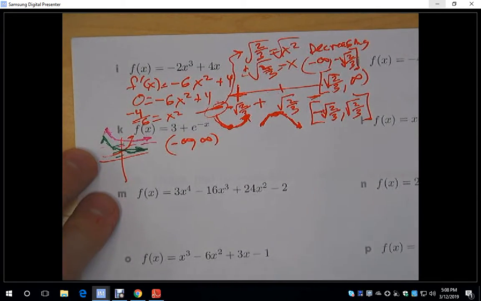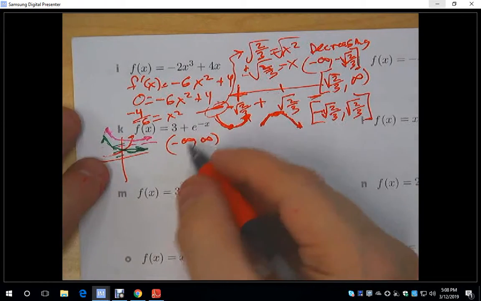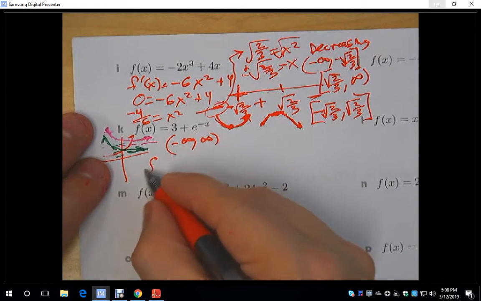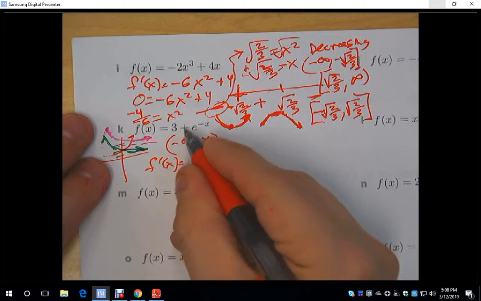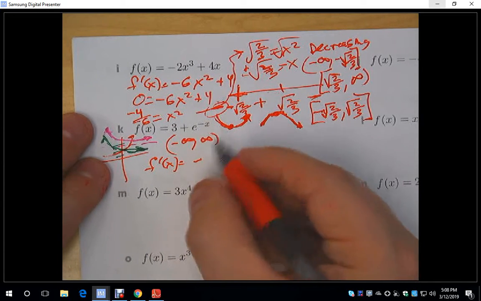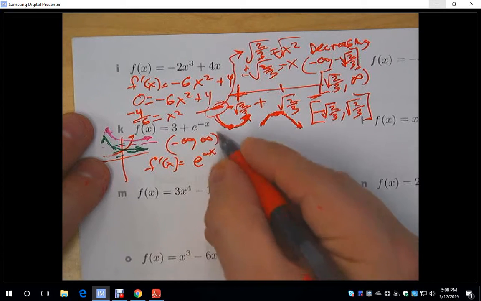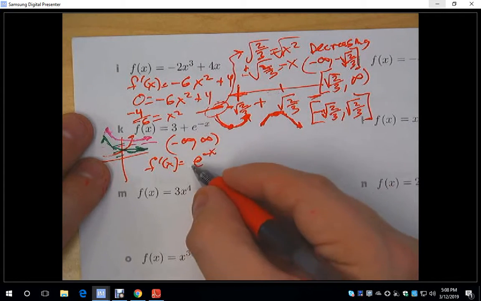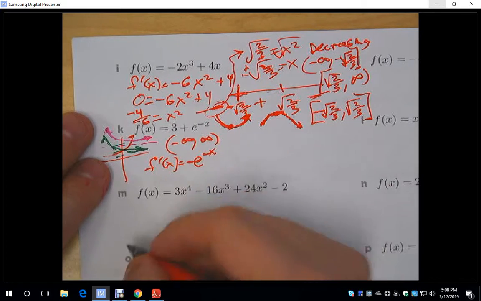Now, if we wanted to do the derivative of this, I'll just go ahead and do it. So we have f prime of x equals, the 3 goes away, and we end up with e to the power of negative x. The derivative is e to the power of negative x, and then we have to take the derivative of the inside function, which would be negative 1, so I have a negative here.